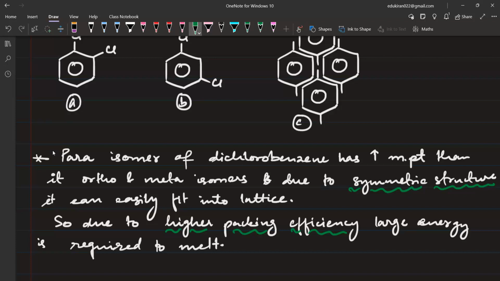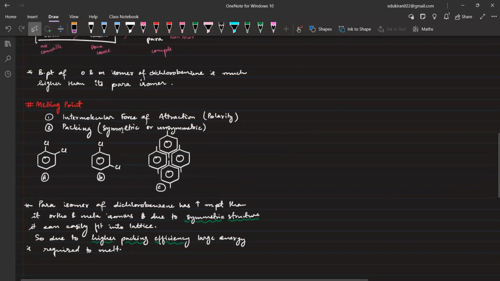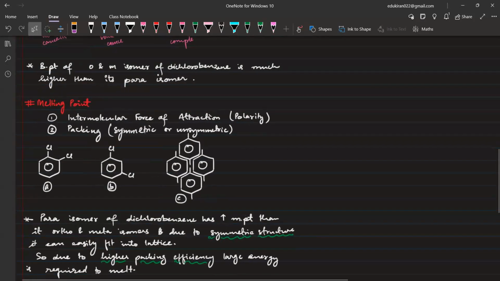I mean, ये पूरा लिखने की जरूरत नहीं है because you have the question. You just need to start from due to symmetric structure. It can easily fit into the lattice, and due to higher packing efficiency, large energy is required to melt. ठीक है? So symmetric structure is very important, and this particular answer was given as it is by CBSE. ठीक है? So it is not even from NCERT, this is from CBSE. क्वेश्चन भी है साथ में, सवाल आंसर भी. Now, very long ago, in 2012 or 2011 sometime, they asked these two questions एक साथ, एक ही सवाल में दोनों था.